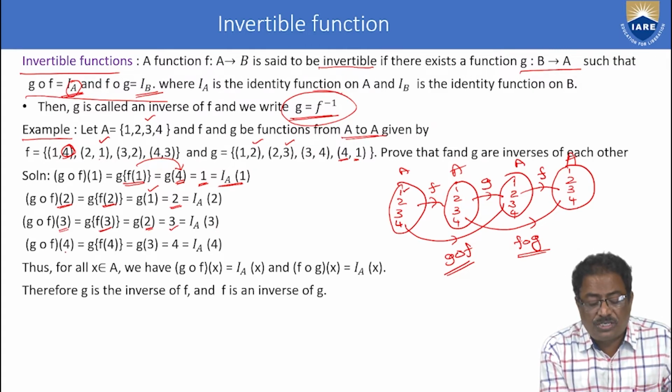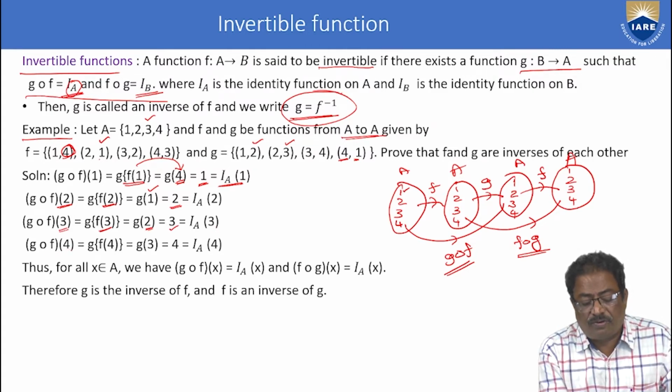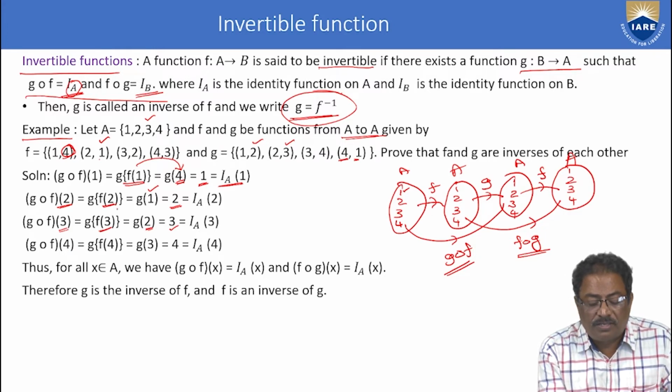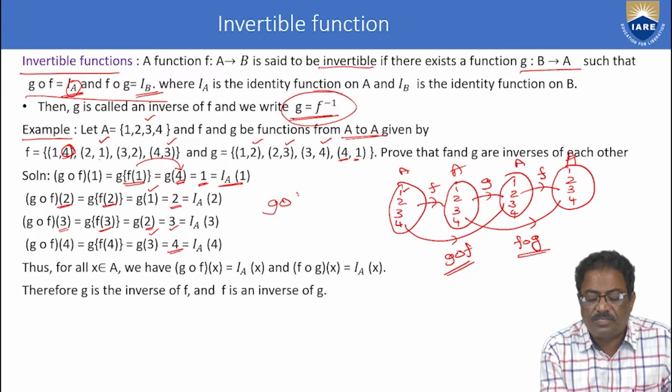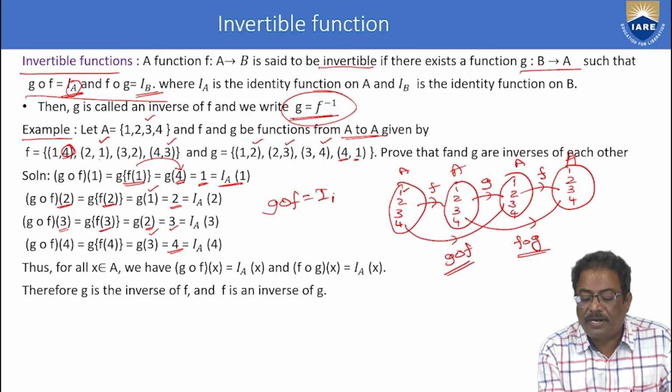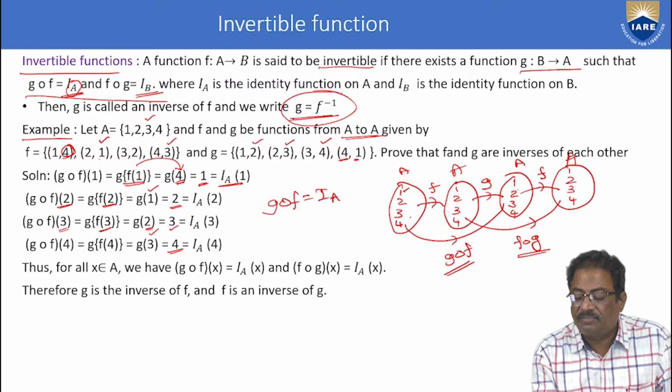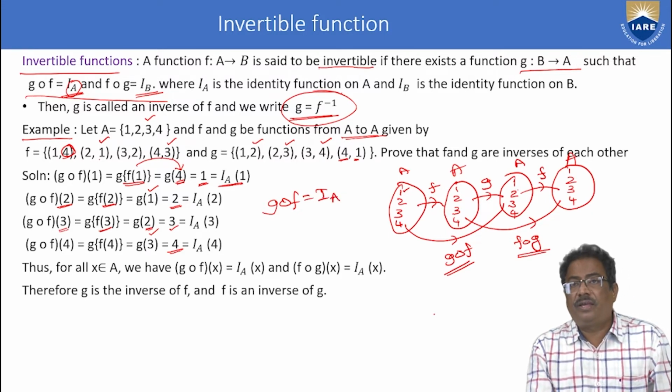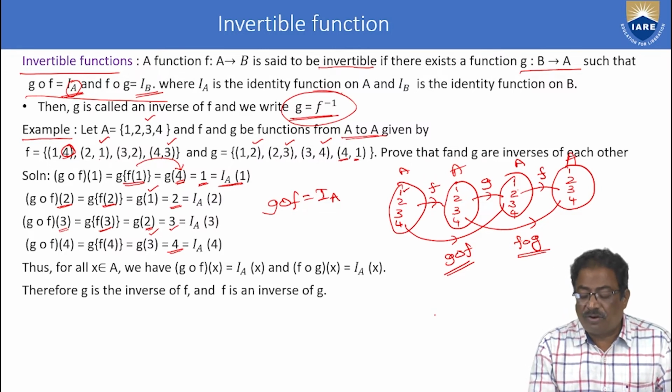So now g of f of 4. It is nothing but g of f of 4. F of 4 is 3. So g of 3. What about g of 3? It is equal to 4. So I can say that g of f is the identity mapping, the identity function defined on the set A. In a similar way, we can calculate f of g also.